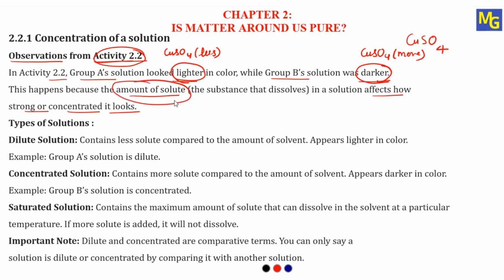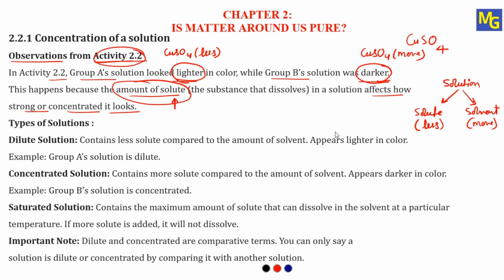Now what is solute? Solute is the component of a solution which is present in lesser amount. Remember, to prepare a solution we require two components: one is called solute and one is called solvent. Always remember, the substance which is present in less amount is called solute, and the substance which is present in more amount is called solvent. In detail I have explained this in my previous video. You can watch my videos.